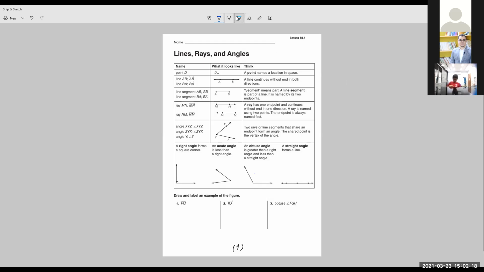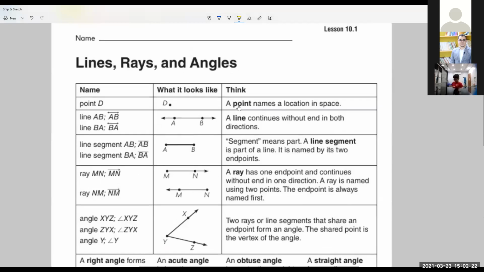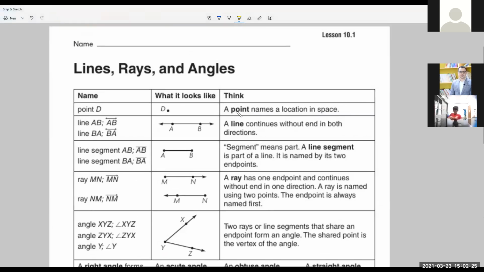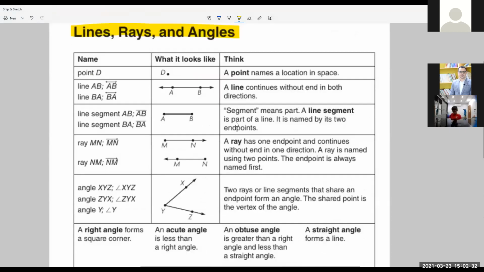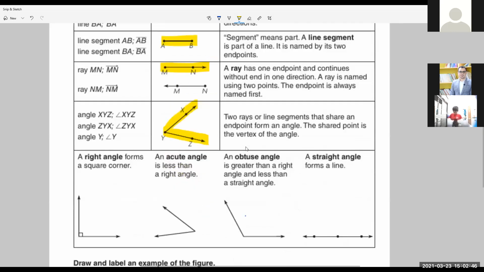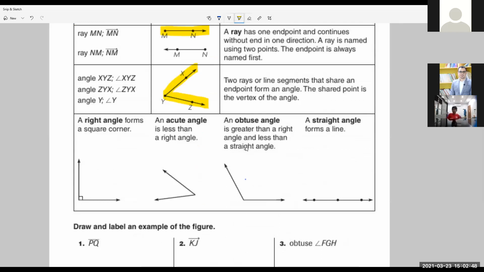Okay, now, the first lesson of chapter 10 is about lines, rays, and angles. Okay, as we all know, we have point, we have line, and we have line segment, and we have ray, and we have angle. Okay, and we have also the types of angle. We have 4 types of angle.